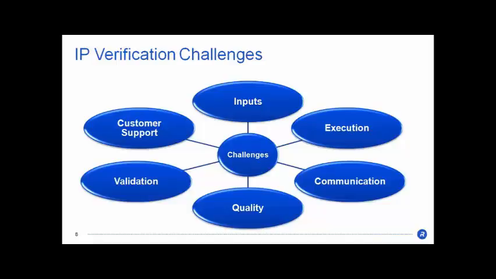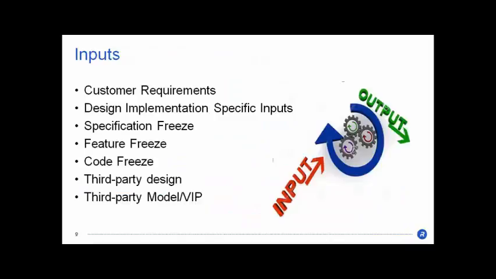So let's spend some time to understand these challenges a little bit more. As I discussed about the input or dependencies, the customer requirement is the very first input required in order to define the IP. If that itself is not coming on time, then overall it impacts the complete schedule, and then definitely it impacts the verification also.